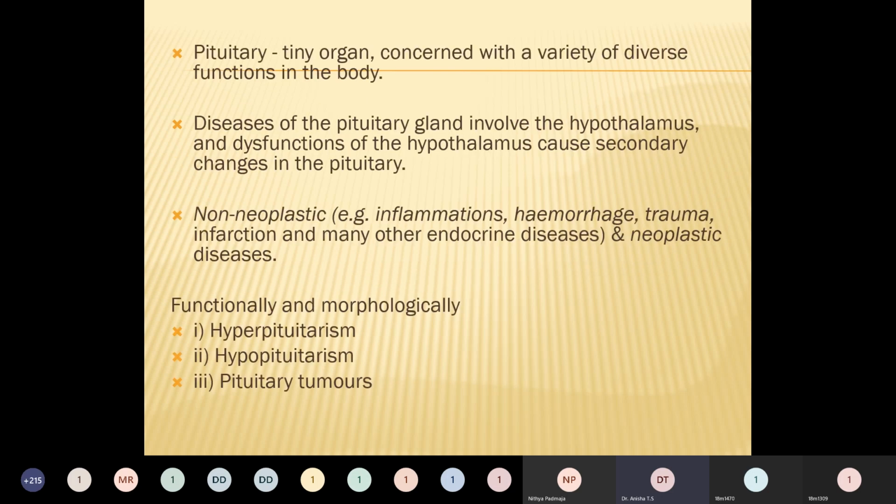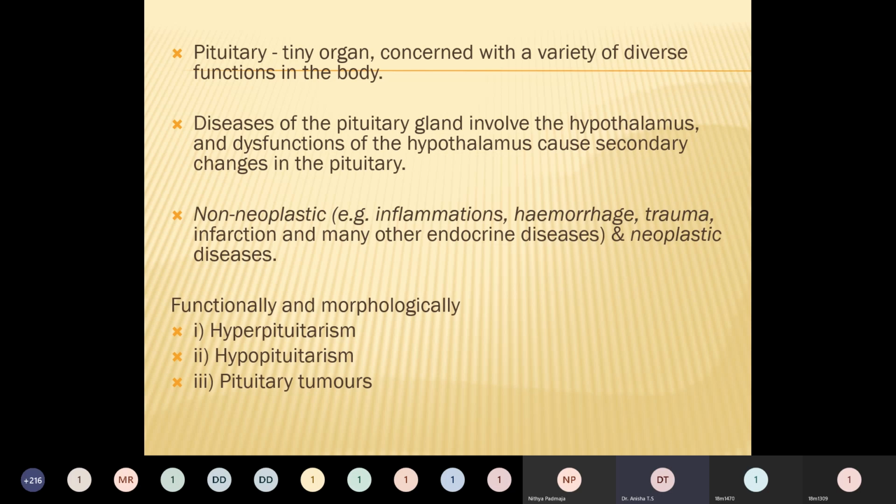So, the pituitary is a very tiny organ. I told you it's about 500 milligrams, like a small white tablet that you can see in your house. It's a tiny organ and it's concerned with a variety of diverse functions. So what does the pituitary basically do? It helps in the growth and differentiation of cells, and all the hormones that the pituitary secretes help in differentiation and growth.